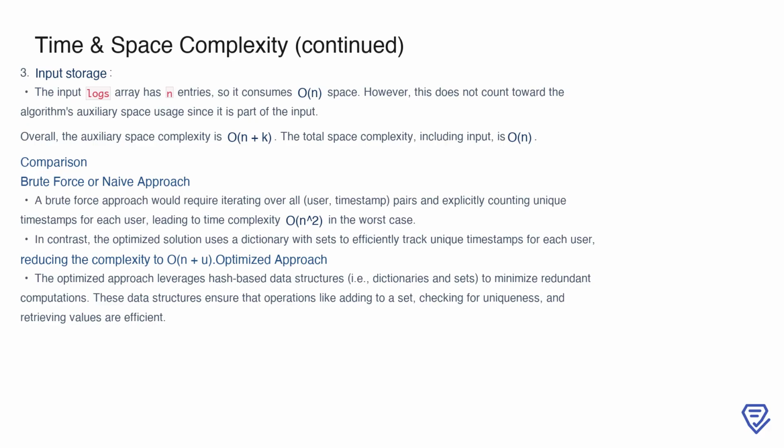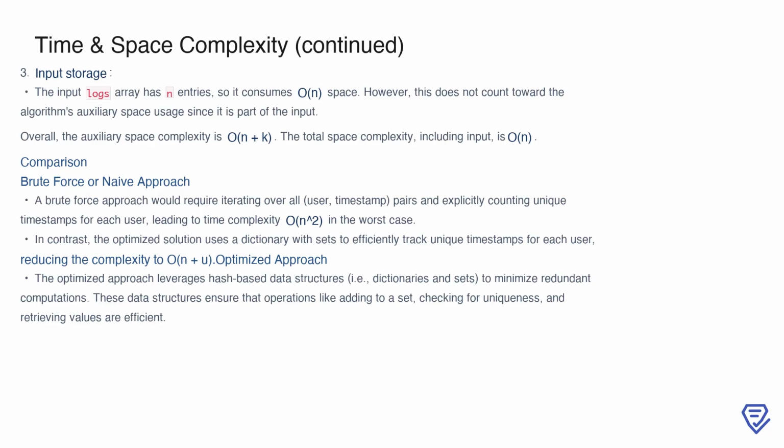Another component of space usage is the input itself, specifically the logs array. This input contains n entries, so it occupies O(n) space. However, because the input is part of the problem definition and not part of the algorithm's auxiliary space, it doesn't count toward auxiliary space complexity. Combining these factors, the auxiliary space complexity of the solution is O(n + k), while the total space complexity, including the input, is O(n).